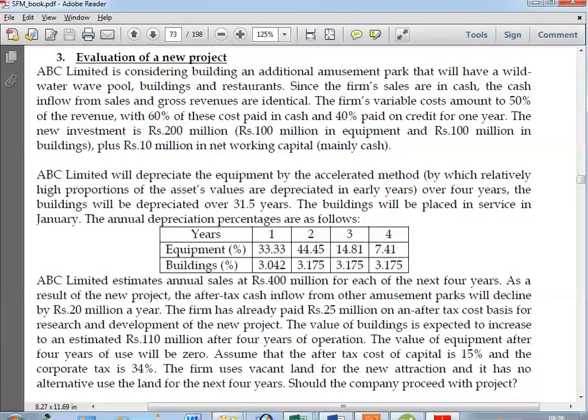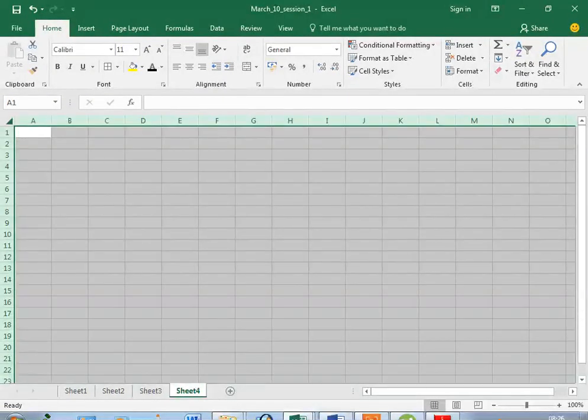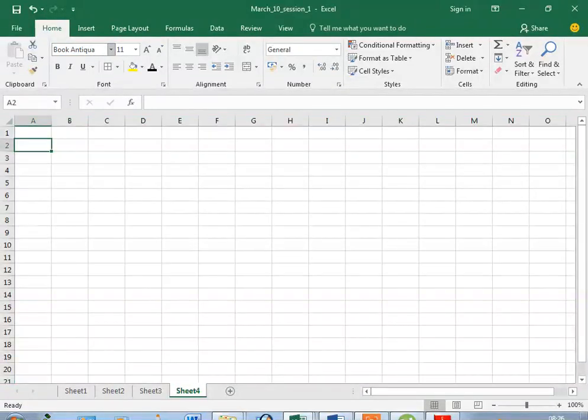Can we start? So they have given details about some amusement park to be set up. It is going to generate some revenue, some cost structure is given. The initial investment is given, depreciation information is there, and finally they want us to calculate whether the company should proceed with the project. Working note 1: initial outflow. We'll do this problem in lakhs. They have given it in millions, let's do it in lakhs.